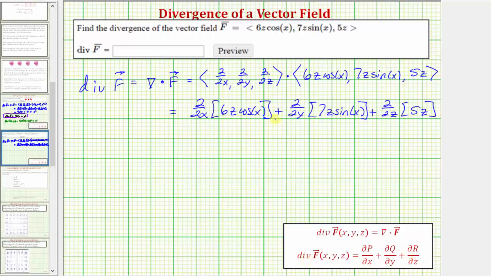So now let's find the partial derivatives. The partial derivative of 6z cosine x with respect to x is negative 6z sine x plus the partial derivative of 7z sine x with respect to y would be 0 plus the partial derivative of 5z with respect to z would be 5. So the divergence of the vector field f is equal to negative 6z sine x plus 5.